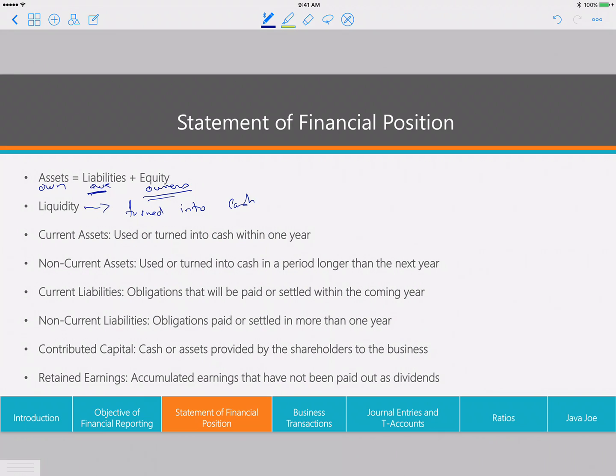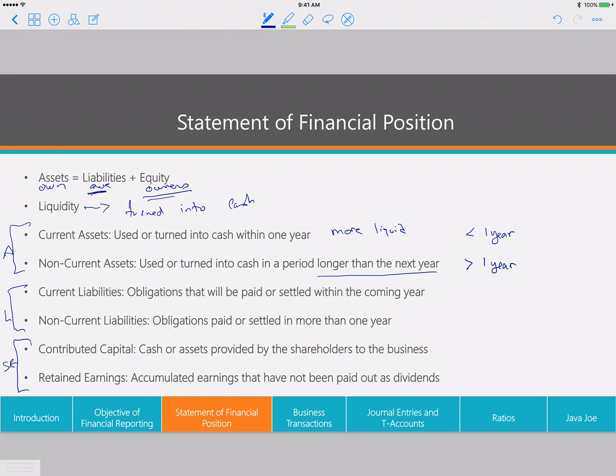So, as we said, a company is built of assets, liabilities, and shareholders' equity. So let's talk about these specific accounts. We have our current assets, and these are assets that can be used or turned into cash within 1 year. And they are more liquid, remember, they can more easily be turned into cash than our non-current assets. Non-current assets are going to be used or turned into cash in a period longer than the next year, so greater than 1 year, while current assets are less than 1 year.